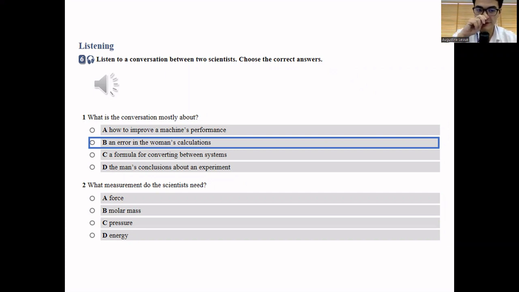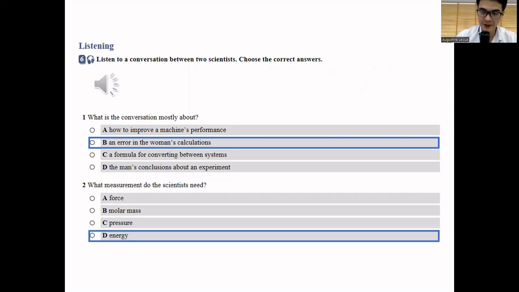Next, what measurement do the scientists need? They were measuring energy, right? They're talking about the machine's energy and what they need to do to calculate joules. All right. So those are the answers to this segment. Moving on.